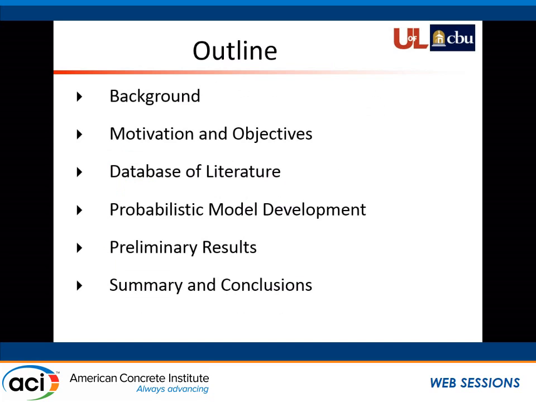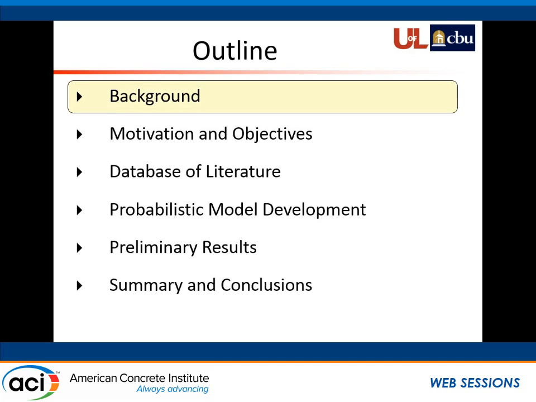Dr. Bai. In the outline of this presentation, I will cover the background of our research, the motivation and objectives, and what kind of data I collected and used to develop the probabilistic model in this study. This is ongoing research, not complete yet, so we are going to present the preliminary results and finally summarize and conclude this research.